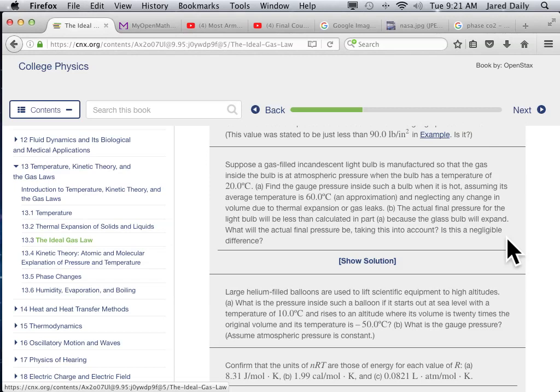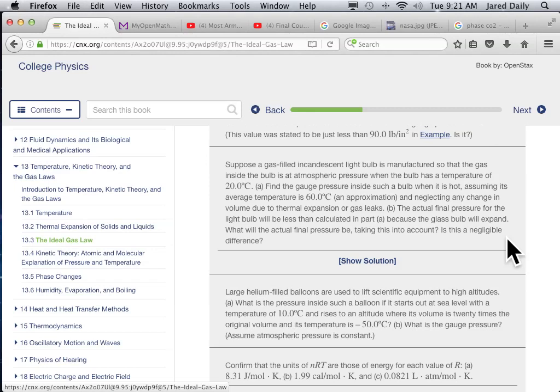So I would keep those on one side and put everything else over here, PV over T. And then, once I've done that, I can say P initial, volume initial over temperature initial equals this constant, so that also has to equal P final, volume final, over T final. And then I have an equation I can solve. So that's one way to do this problem.